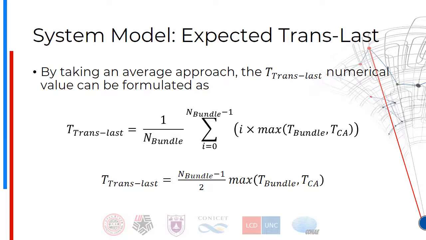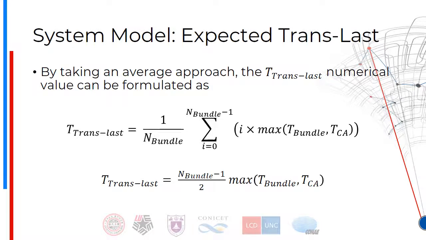Essentially we can average what this TTransLast means, and it's essentially the number of bundles that we are required to transmit minus 1, because remember that the first bundle is not considered. We have the time bundle in the overall equation, and then we multiply this by the maximum value of the bundle or the custody access times in terms of time duration of the channel.